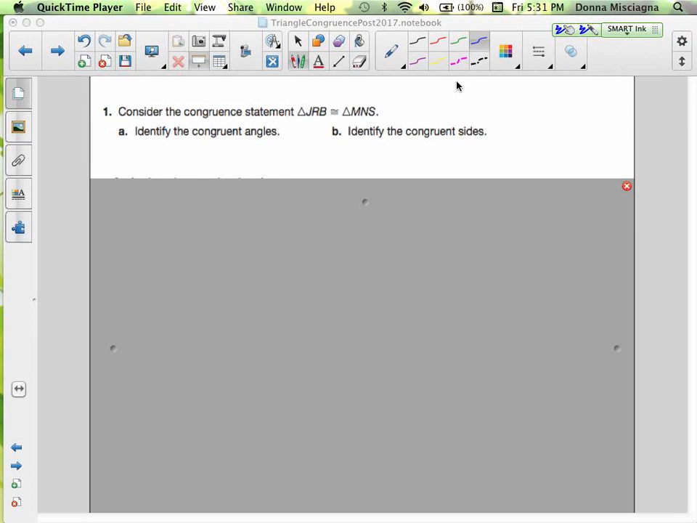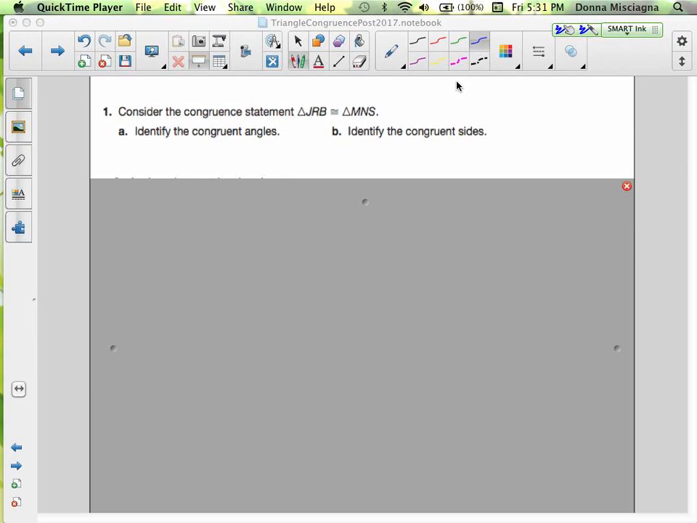All right, so first thing we're going to do is use the congruent statement. Triangle JRB is congruent to triangle MNS, and we're going to identify our congruent angles and our congruent sides. What makes it nice and easy is our congruent statement tells us what our congruent angles and sides are, so we just have to match them up.